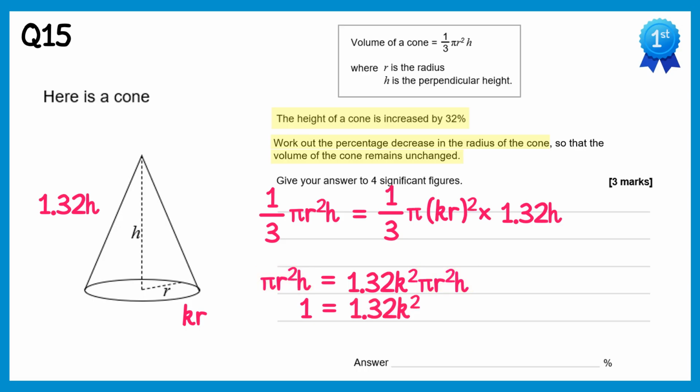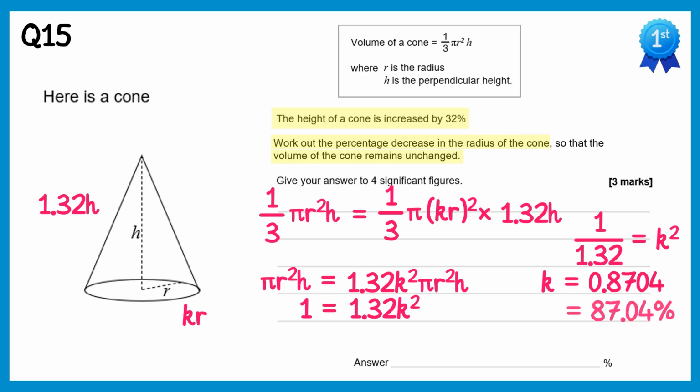So we're nearly there now because we've nearly found the value of k. If we divide both sides of this by 1.32, on the left that would give you 1 over 1.32, and on the right that would give you k squared. You can now find the value of k by just square rooting both sides. So in your calculator type the square root of 1 over 1.32, and that gives you a k value of 0.8704, which is the same as 87.04%.